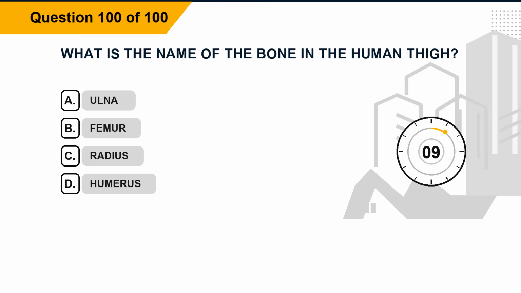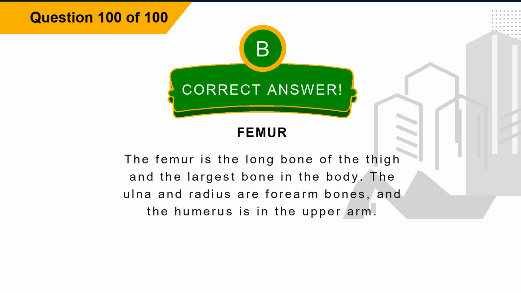Question 100. What is the name of the bone in the human thigh? Option A, ulna. Option B, femur. Option C, radius. Option D, humerus. The correct answer is option B, femur. Explanation: the femur is the long bone of the thigh and the largest bone in the body. The ulna and radius are forearm bones, and the humerus is in the upper arm.